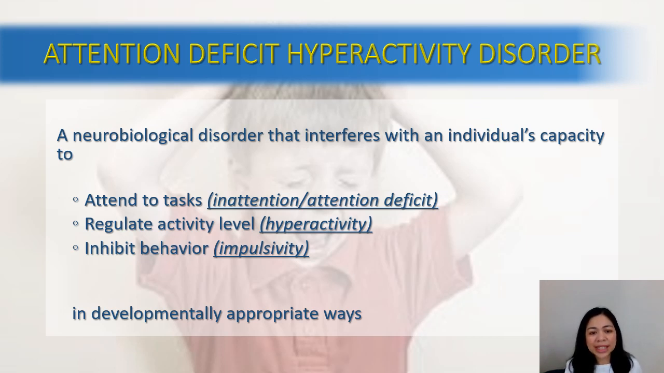in developmentally appropriate ways. So, as mentioned, if you are 2 years old, you can be developmentally appropriate in the sense that you can be hyperactive, you can be stubborn. But if you're 8 years old, our developmental expectations for that age also are different. So, it may no longer be appropriate to do those things.